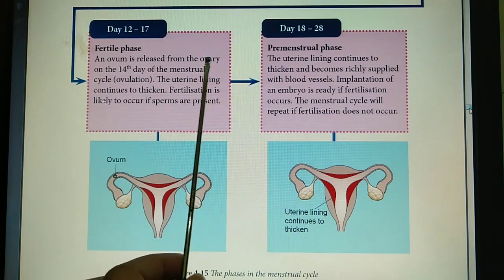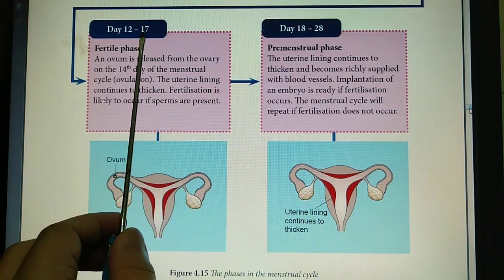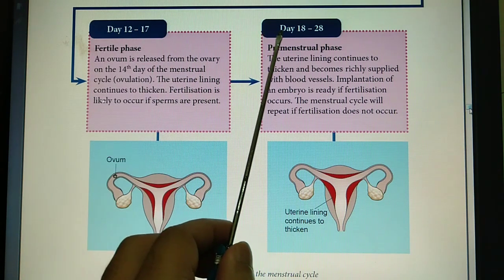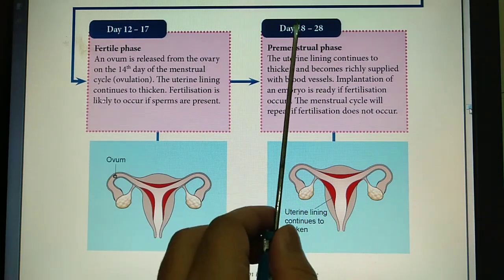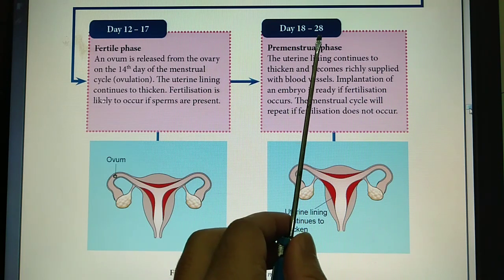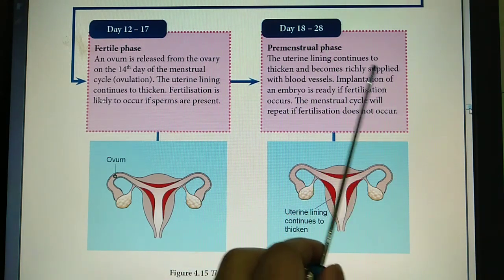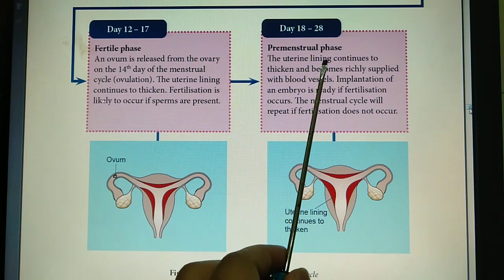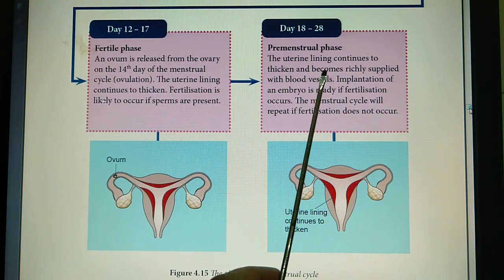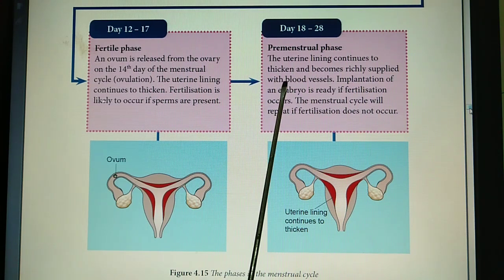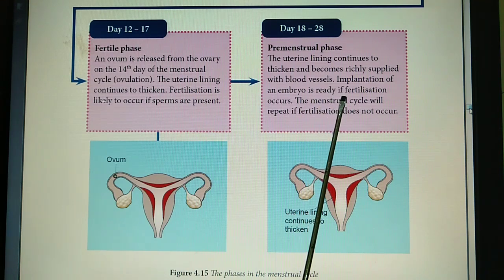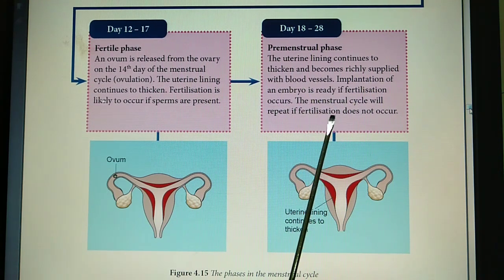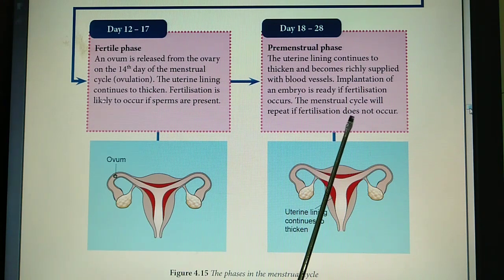Next, when day 17 finishes, it will go to the fourth phase. We call it the premenstrual phase. This occurs from day 18 until day 28. So what exactly happens? The uterine lining continues to thicken and becomes richly supplied with blood vessels. Implantation of an embryo is ready if fertilization occurs. The menstrual cycle will repeat if fertilization does not occur.